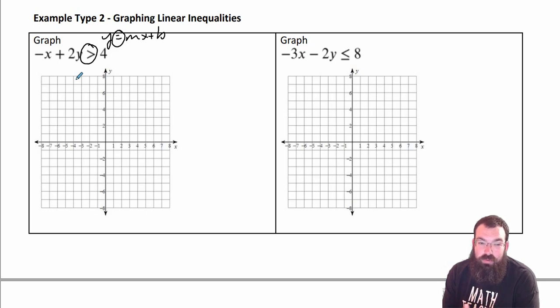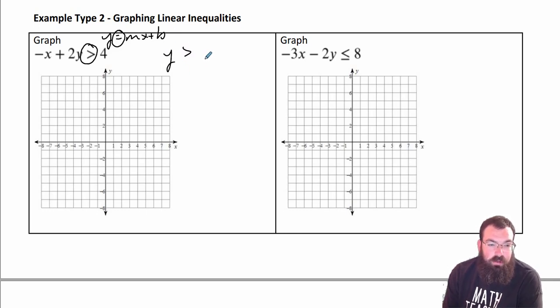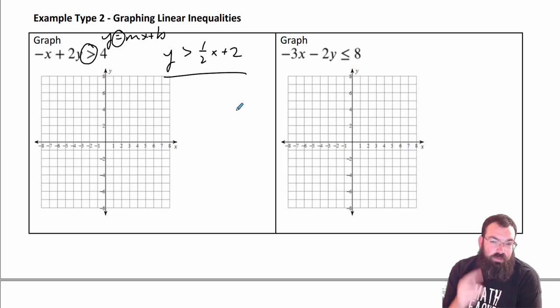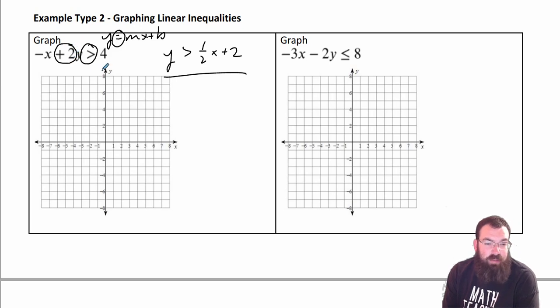So I'm going to go through the answers, like how I write this. And how I do this is I get y is greater than, what's it going to be, positive a half x plus 2. So this is my equation. There's one thing you've got to remember: when I manipulate this and this is negative, I have to divide by a negative, which flips the sign.